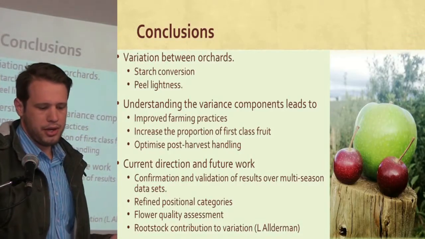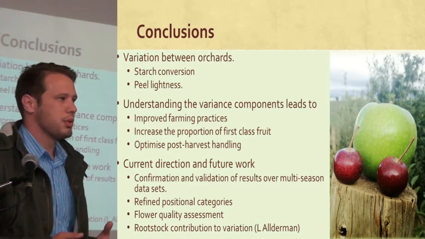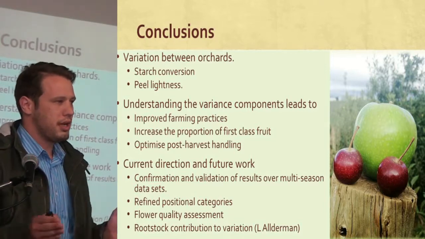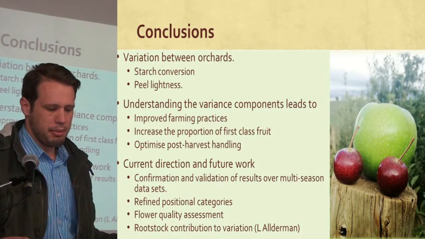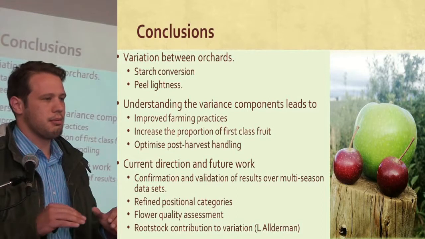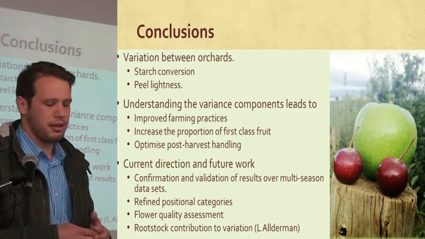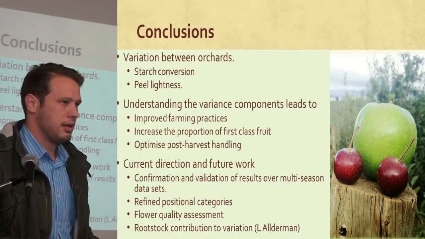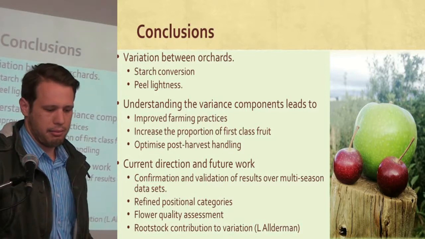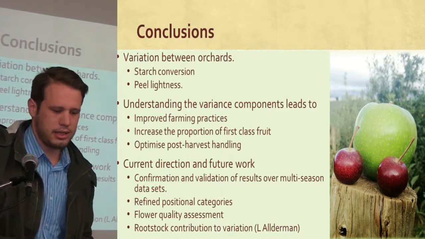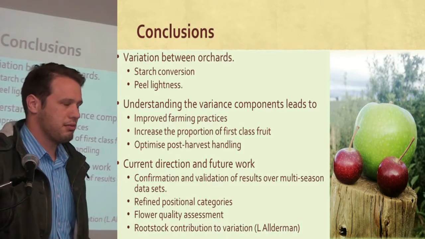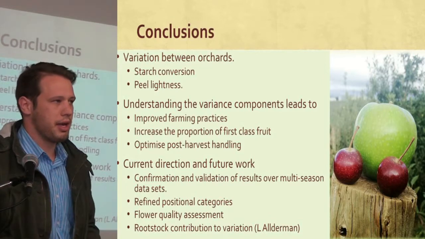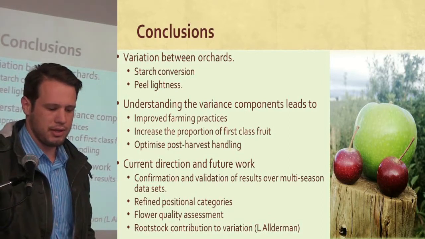Looking at variation between orchards, we can see that the maturity according to starch conversion percentage was quite variable, because not all orchards were harvested at optimal maturity, as close as possible, and the peak was different in various orchards, where some had a more uniform ripeness and others were more spread out. Peel lightness was also more orchard dependent than other factors, and unfortunately that can be sorted and is less of an issue. So when understanding the various components that lead to the variation, for instance, a multiple pick for something that's normally picked once could perhaps reduce the variation of the pool of fruit you have, and then you can optimize post-harvest handling.